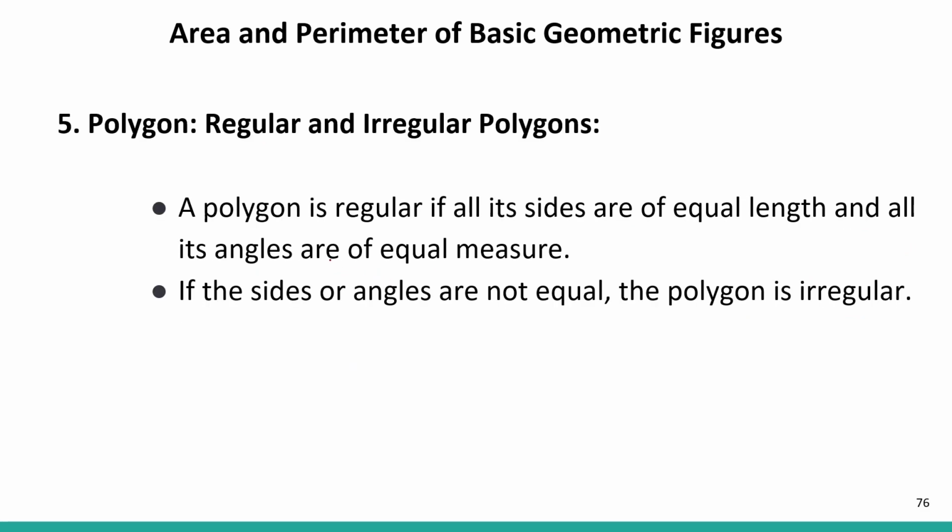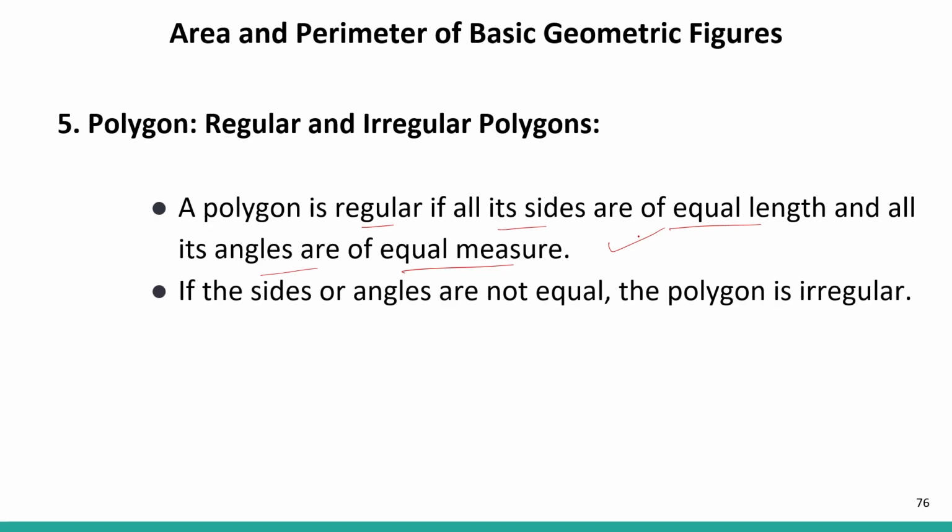Okay, so let's try to see what regular and irregular polygons are. A polygon is regular if all its sides are of equal length and all the angles are of equal measure. So basically, you have a polygon, and it is regular if all the sides are equal in length and all the angles are of equal measure.